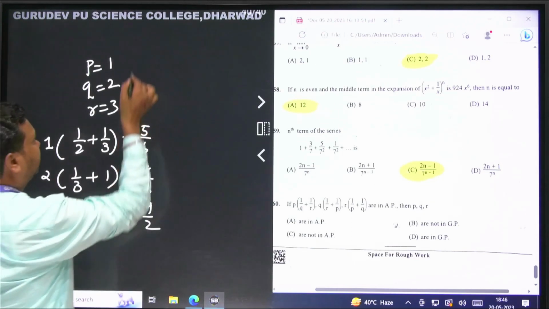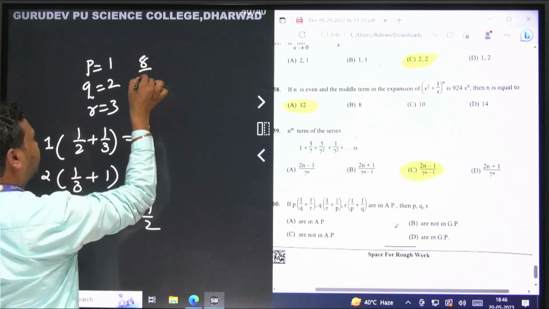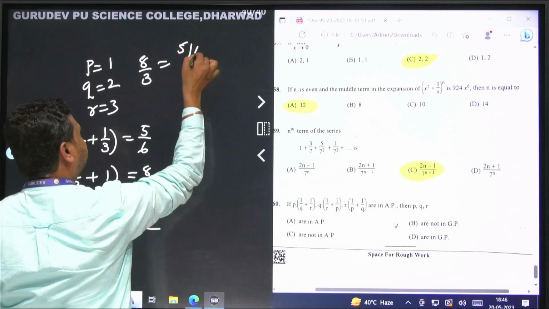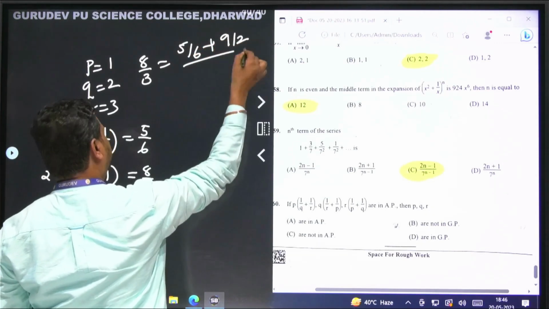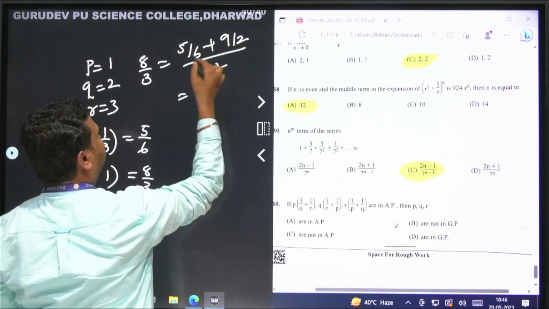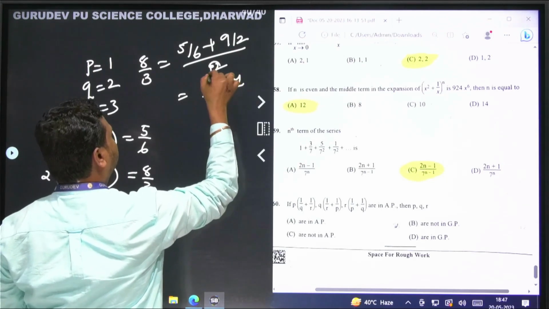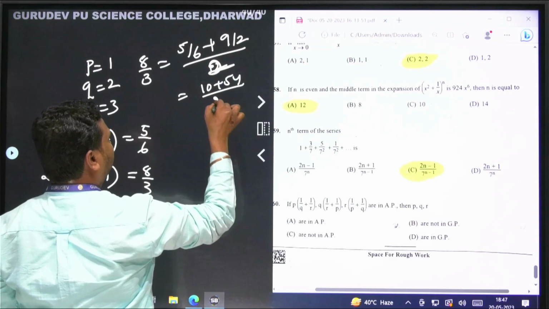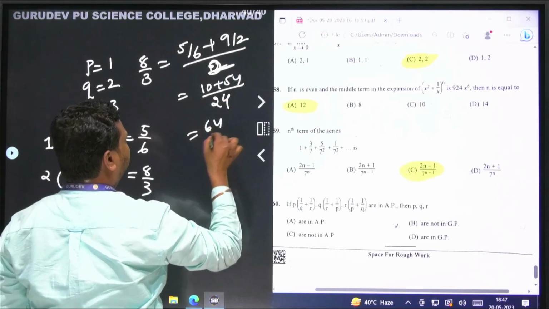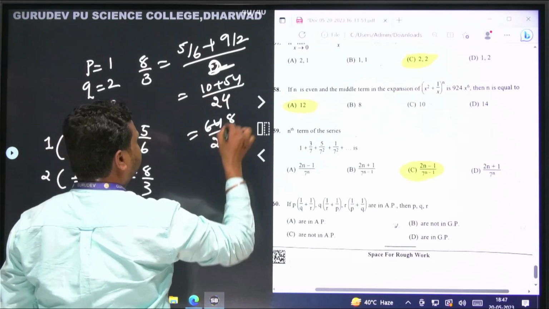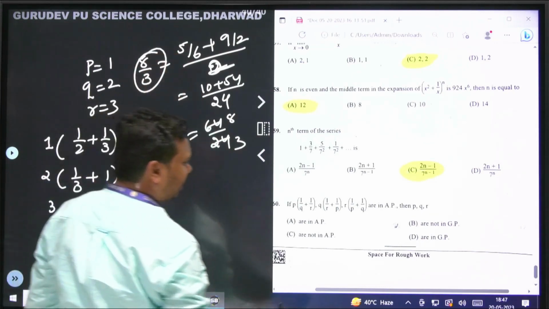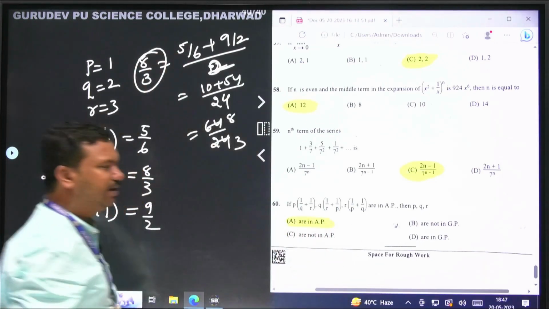So what I'll get? 8 by 3 is equal to 5 by 6 plus 9 by 2 divided by 2. 5 2s are 10, 9 6s are 54, divided by 6 2s are 12. This is the average. 12 into 2 is 24, 64 divided by 24 is 8 by 3. So definitely my answer in this case is that the three terms are in AP, right?